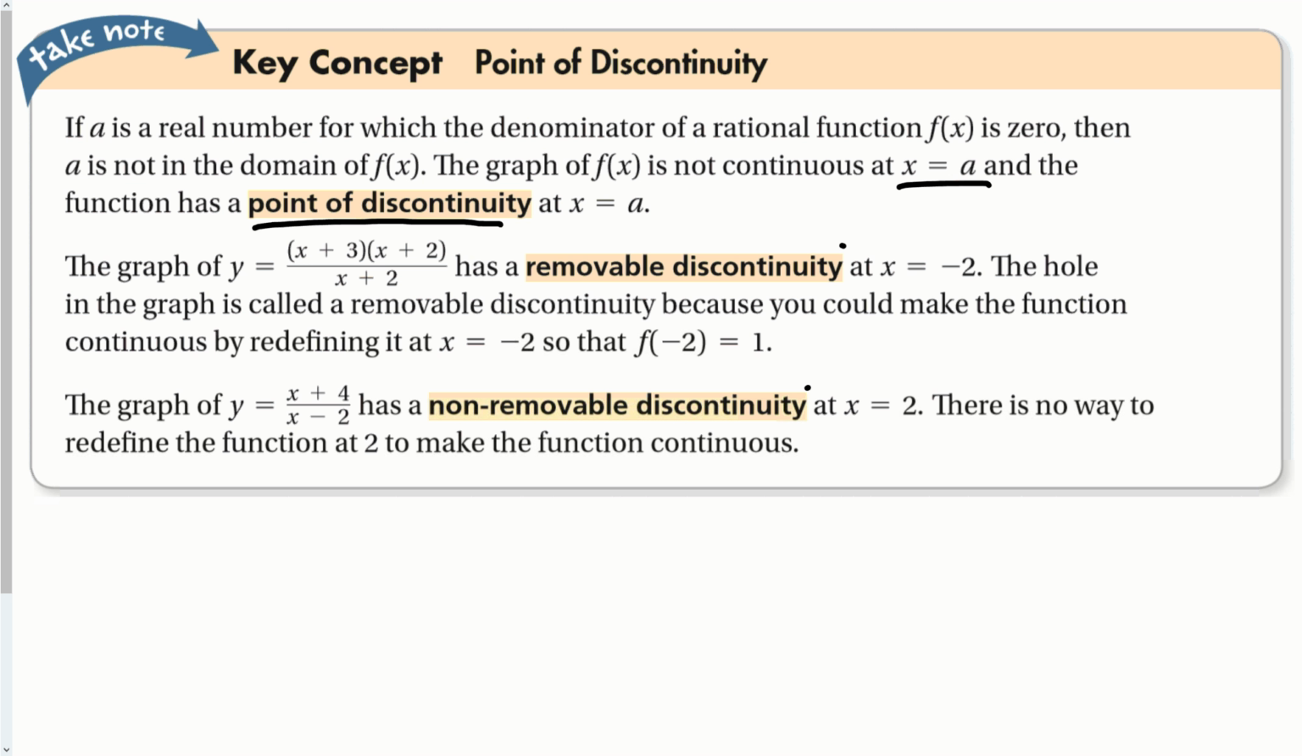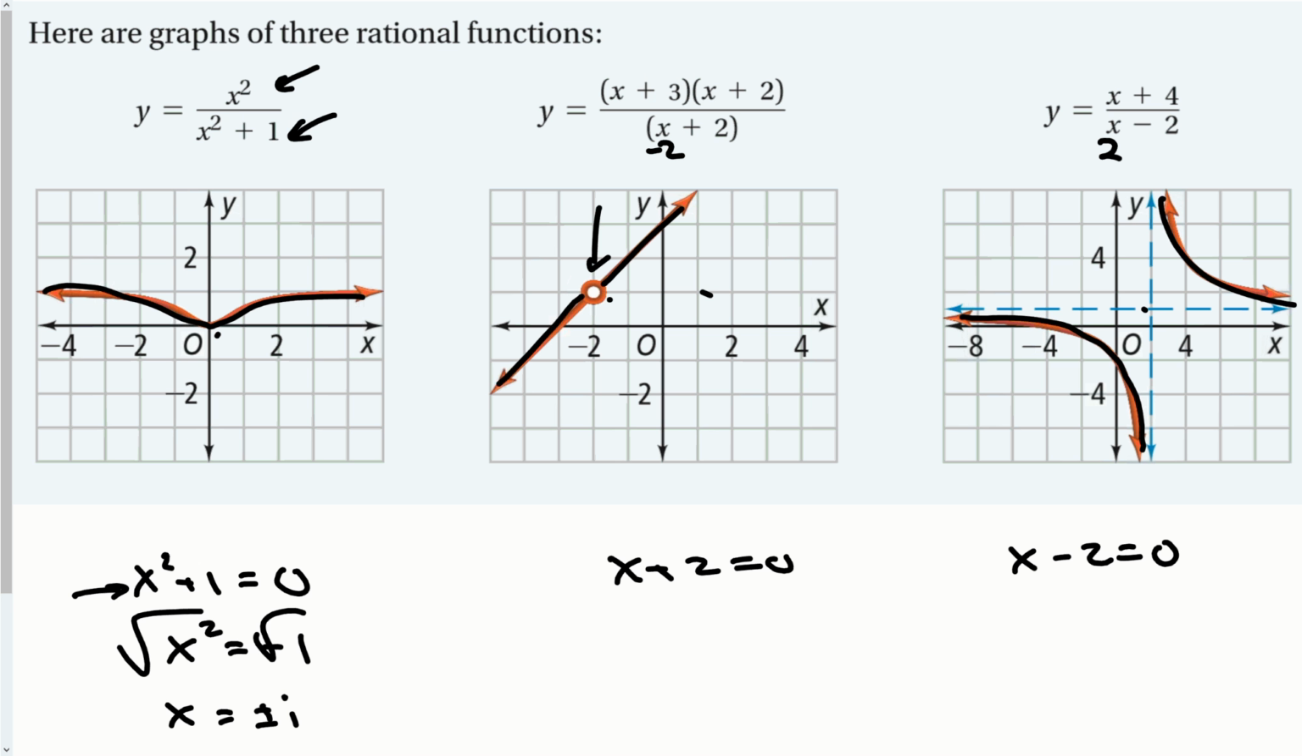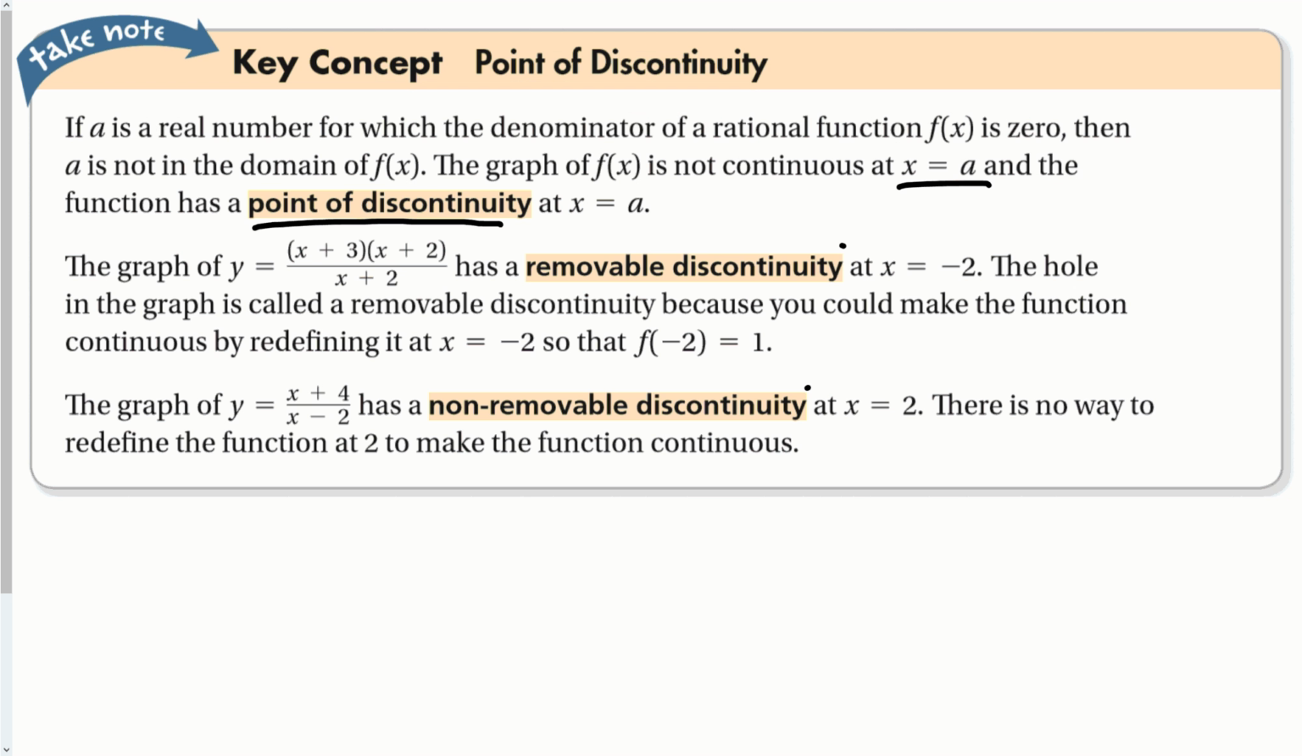This graph, the one with the hole, if you notice something, these two can cancel. Okay. So, right, these two cancel. It has a removable discontinuity. The hole in the graph is called removable because you can make the function continuous by redefining it at x equals negative 2 so that f of negative 2 is equal to 1.